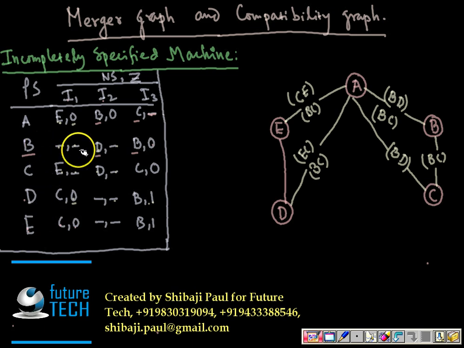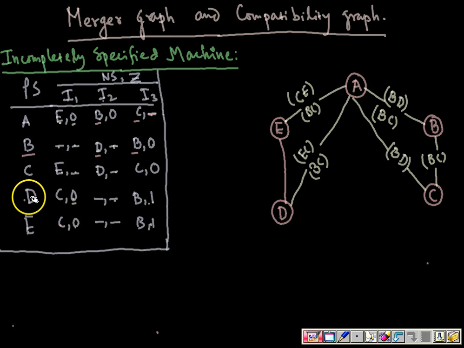B and E, it's not specified. 0 same 0 and 1, they are different, so B and E are also not going to have any arc in between them. So we have checked AB, yes we did. AC, yes we did. AD, yes we did. AE, yes we did. BC, yes we did. BD, yes we did. BD is not possible because 0 and 1, they are different. BE is also not possible because this 1 and 0 are there.